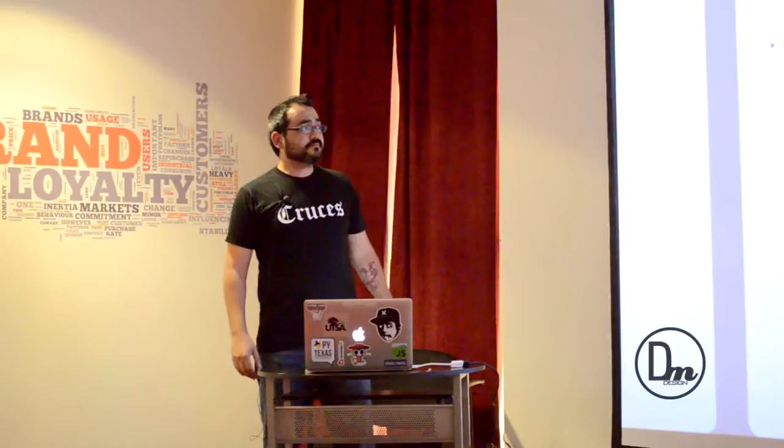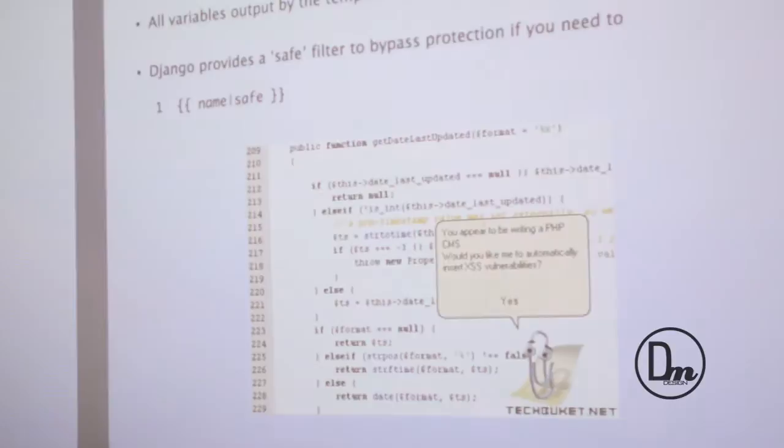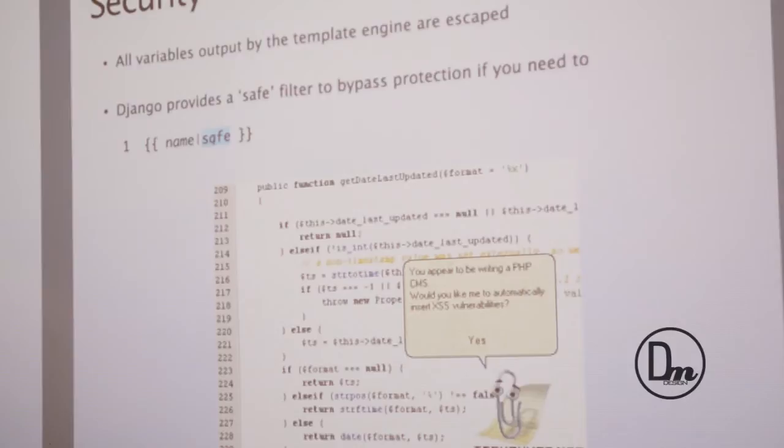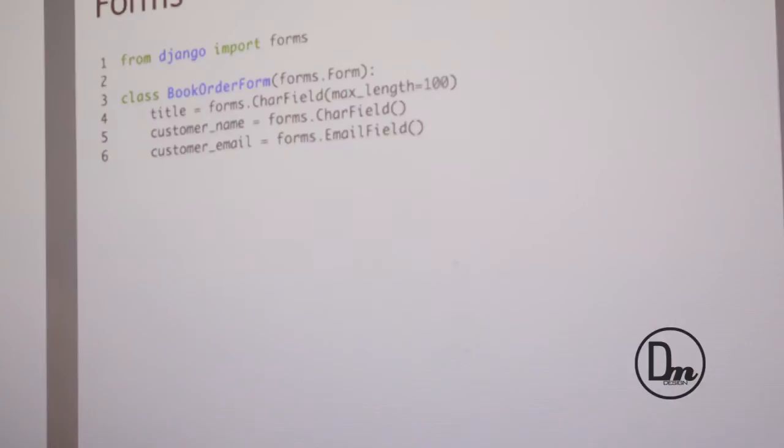Whenever you're printing out stuff to HTML, you should be worried about cross-site scripting. In Django, cross-site scripting is mitigated by default. You can get around that by piping this into safe. Basically, this takes whatever object you're printing out and prints it out literally. Be careful with that. Django's got a bunch of other stuff.